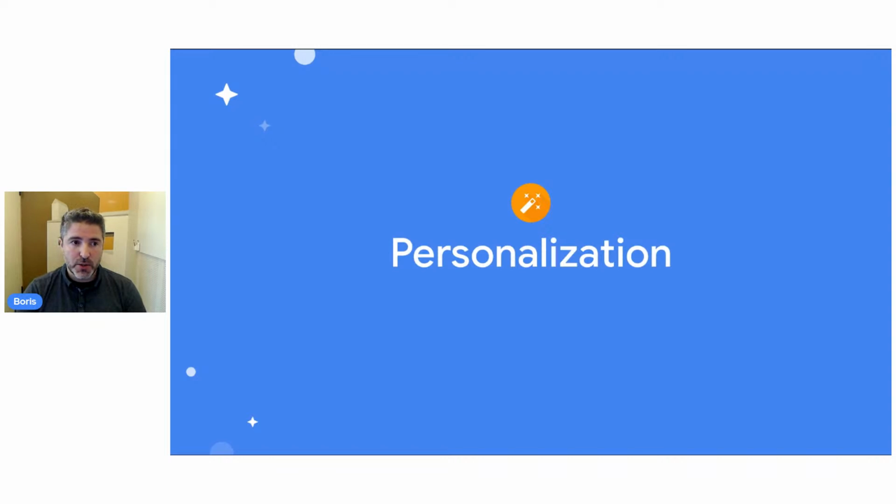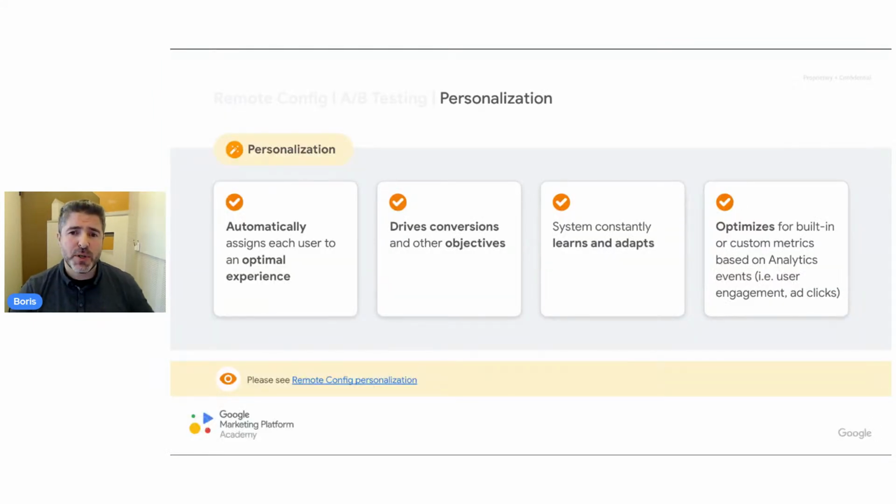Another elegant feature based on remote config is Firebase Personalization, which uses Firebase machine learning power to optimize user experience automatically based on objectives of our choice. The main idea of personalization is that it automatically assigns each user to an optimal experience. It continuously learns from previous decisions, and adapts and improves decisions over time.